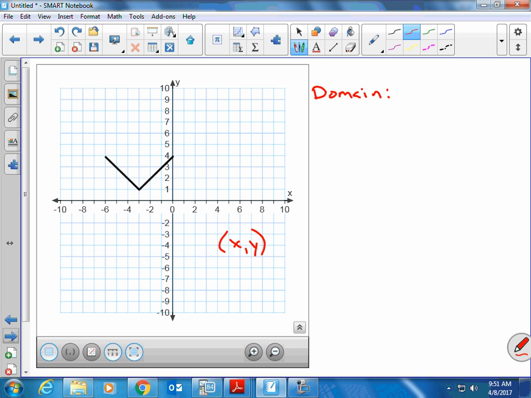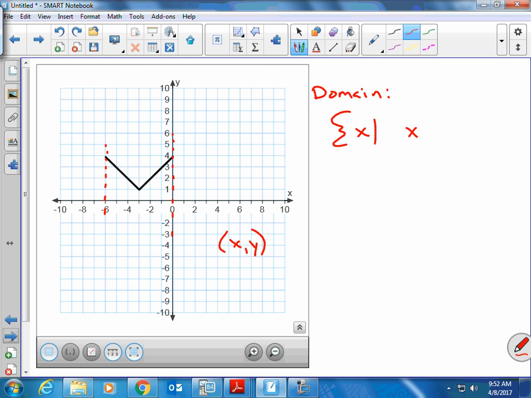Domain, set notation: the set of all x's, because that's domain, and this fancy little symbol right here means such that, or so that, or when, any of those things. The set of all x's such that, or the set of all x's where, it's a conditional. It's not just all x's, it's all the x's when x is what? Well, my smallest x value is -6. My largest x value is 0.